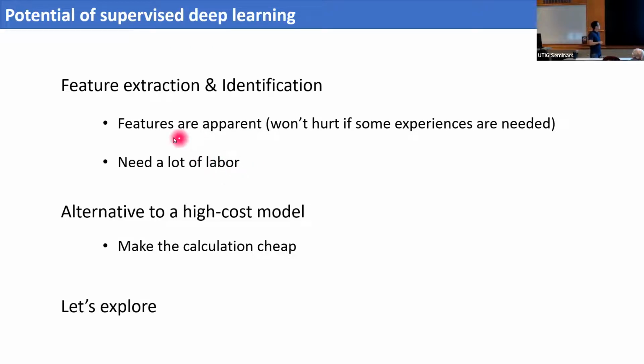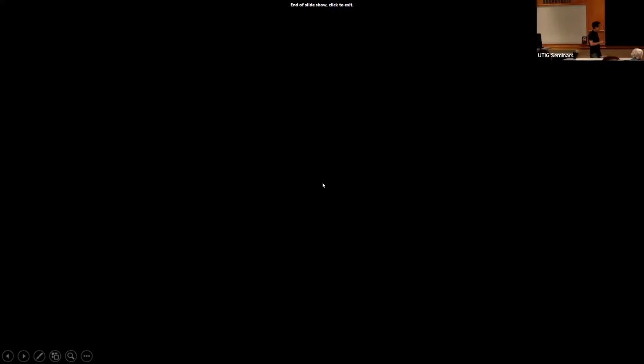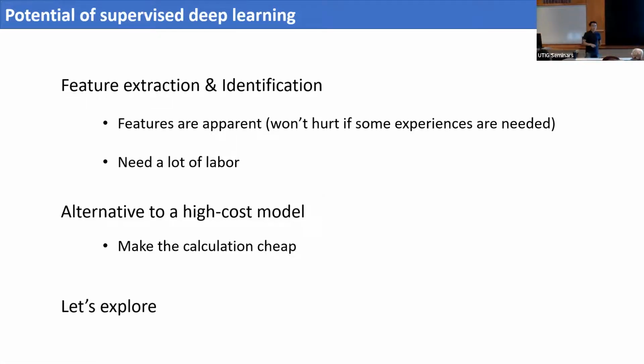And the work needs to require a lot of labor. That's where deep learning can help to automate things. So this part is actually human supervised deep learning. It means that we human beings prepare the training data.